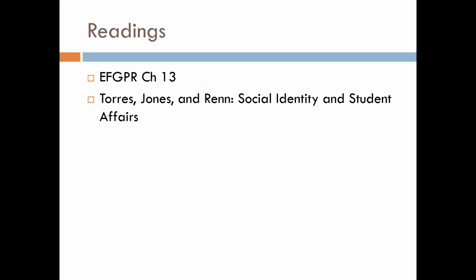So the readings for this first portion of the module, this week I really want you to focus on, are the Evans, Forney, Guido, Patton, and Renn textbook, chapter 13, which is going to introduce social identity theory and the historical context. And then an article from Torres, Jones, and Renn about social identity and student affairs, so what the connection is to us as higher education professionals. Next week, there are a few moving parts, but you will read one more chapter from Evans, Forney, Guido, Patton, and Renn, which I'll explain in a bit. And then there is one more article up in Blackboard for the following week.